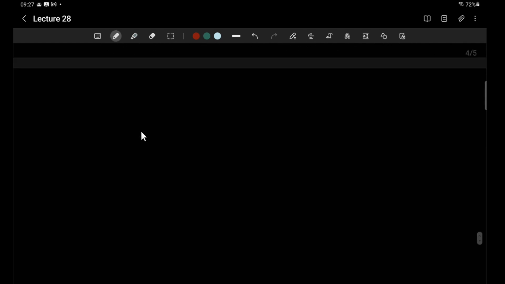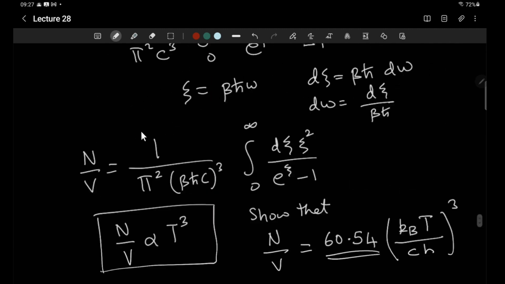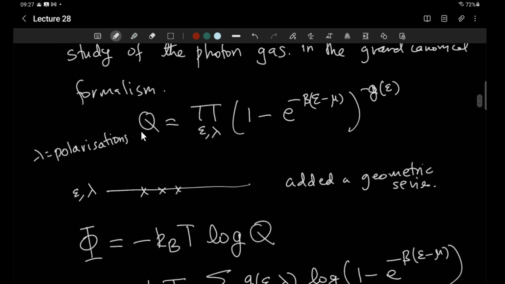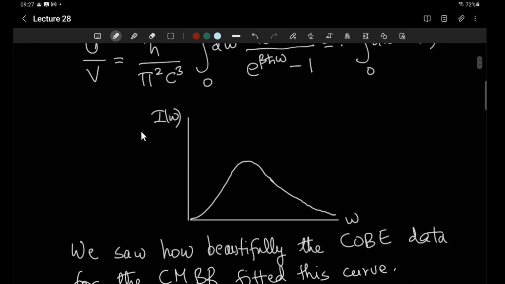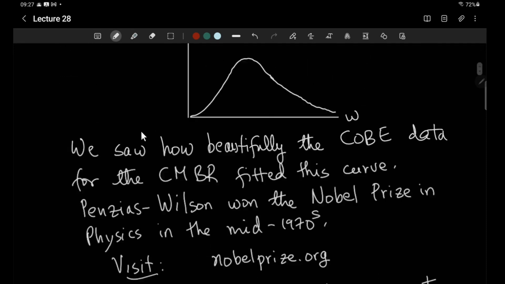We could also go back and look at how U by V depends on temperature. I won't do the detailed calculation, but we can come back here, and it's almost the same as this, but there's an extra factor of omega. Here we have U by V. Again, we can scale things out. Previously we had omega squared, now we have omega cubed, so you'll get an extra power of beta.